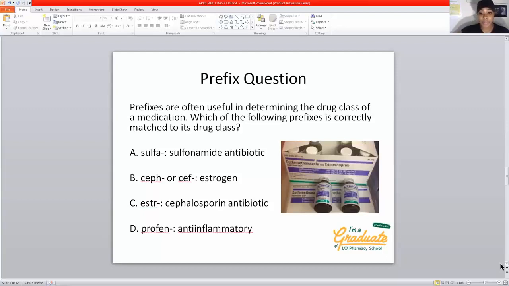Prefix question. Prefixes are often useful in determining the drug class of a medication. Didn't I just tell y'all this? I didn't make this question up. This is a true question. Which of the following prefixes is correctly matched to its drug class? Is it sulfonamides, sulfa; estrogen, ESTR, for cephalosporin; or profen for anti-inflammatory? What y'all think? Do not get tricked.